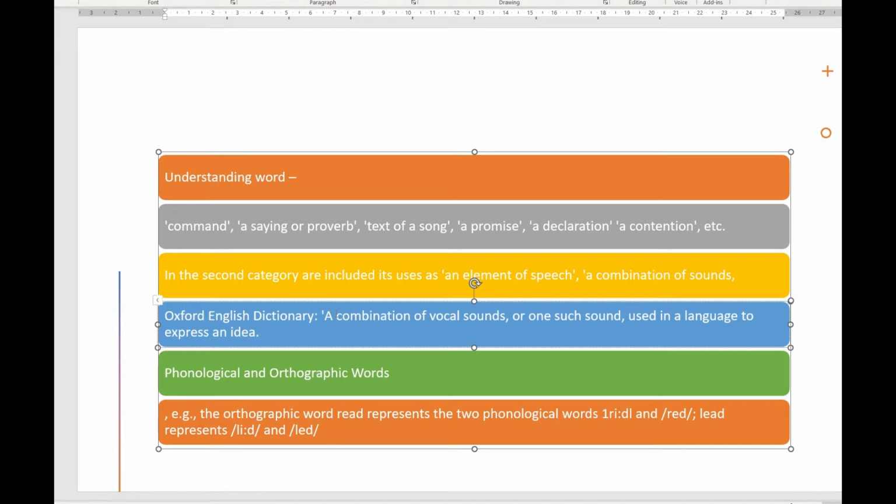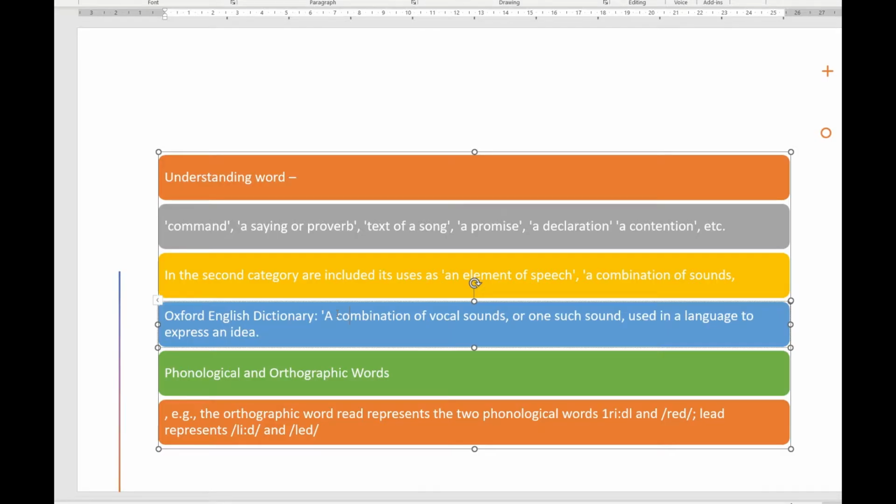But the one which I liked the most, the easiest and the most comfortable definition which I found, was from Oxford's English Dictionary: a combination of vocal sounds, or one such sound, used in a language to express an idea. So what is a word? It is a combination of vocal sounds. Let's say girl. If I didn't know what a girl is, then for me it's just girl, a little bit of r, and then l. So it's just random sounds. If I say fur, it doesn't mean anything. So in the language we give it a meaning.